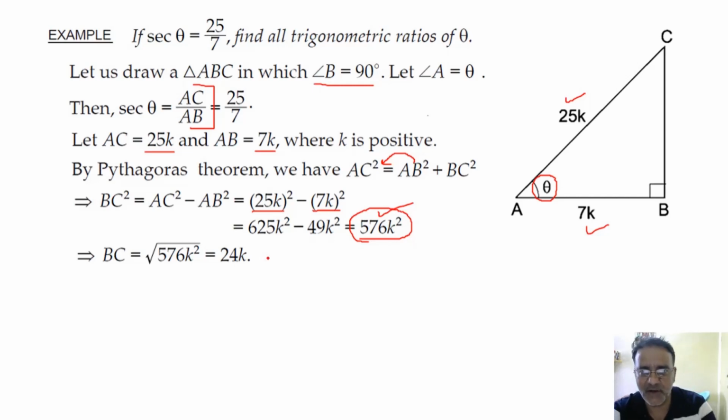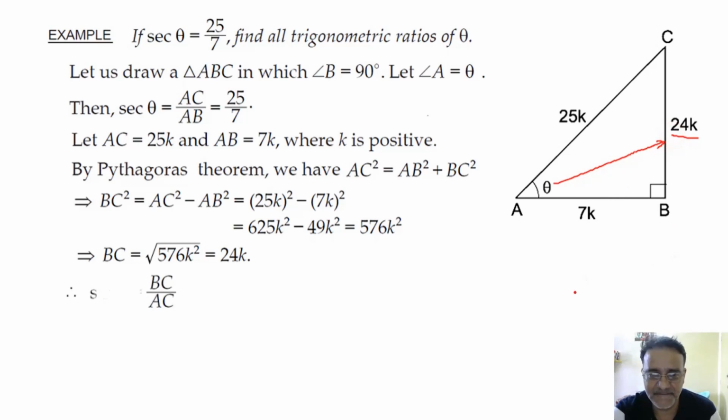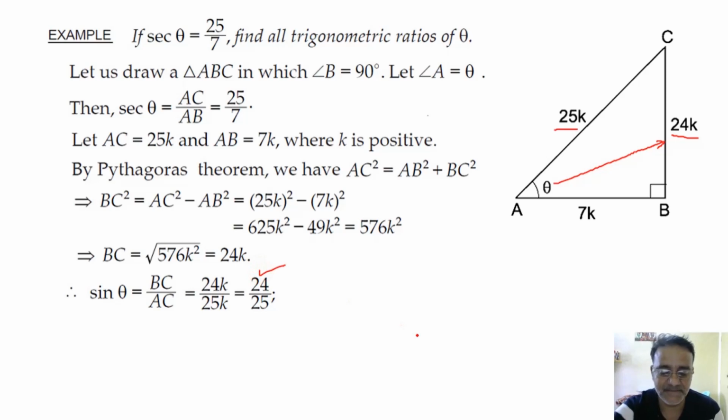Now we'll start with all the trigonometric ratios. So let us start with sine theta. Sine theta is opposite by hypotenuse. So which side is opposite to this theta? BC, right. And which is hypotenuse? AC. So sine theta is equal to BC upon AC. And BC is 24k and AC is 25k. So 24k upon 25k. You can cancel k and we'll get 24 by 25. Any doubt in sine theta? No, sir.